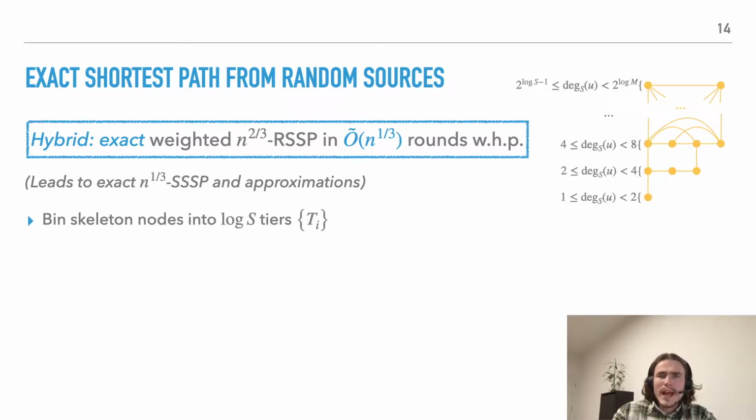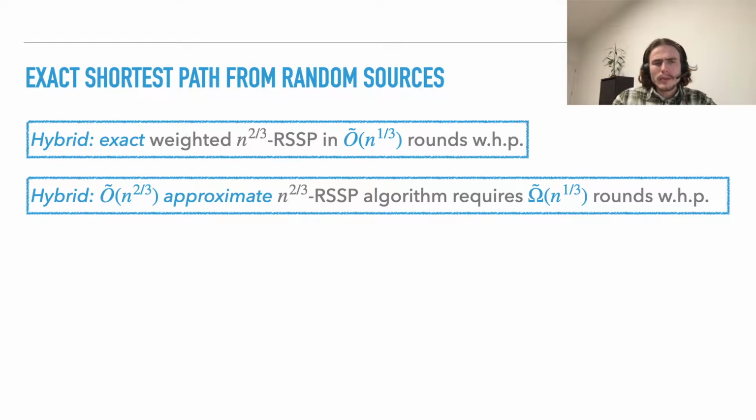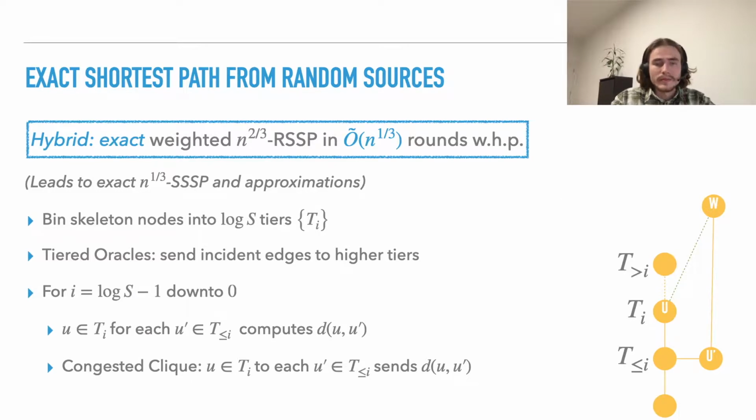First, we build a skeleton graph and bin its nodes into log of the size of the skeleton graph tiers according to their degree in the skeleton graph. Then we use the tiered oracles model to send the incident edges of each node to all the nodes from the tiers above. Then we start from the uppermost tier, and in this tier, nodes know the entire graph. So they can compute distances from themselves to all the nodes in lower tiers. Then they use one round of the congested clique model to inform each node from the lower tiers about the distance from itself.